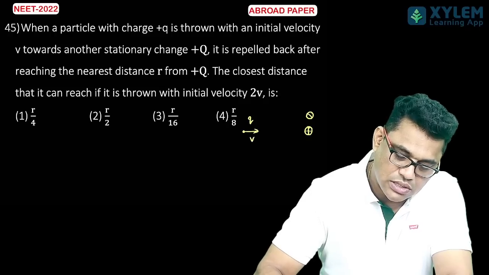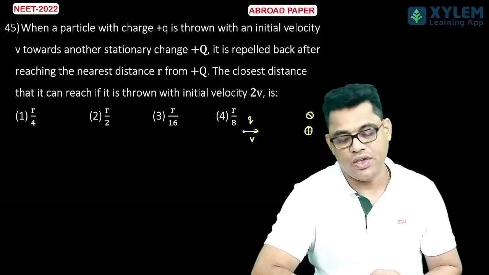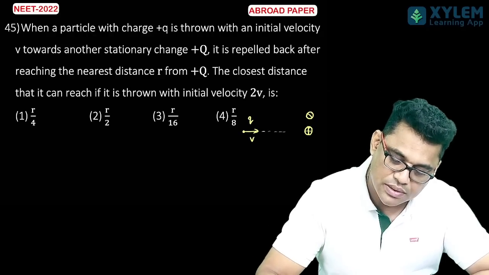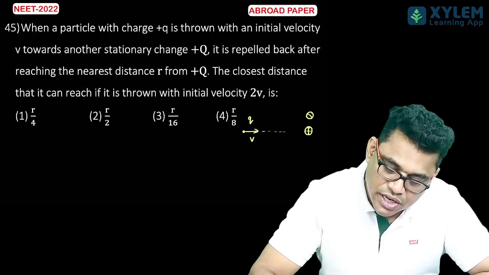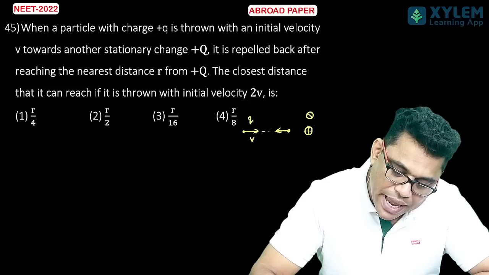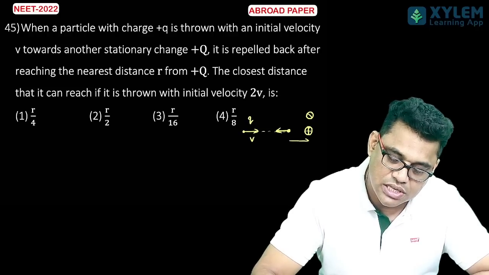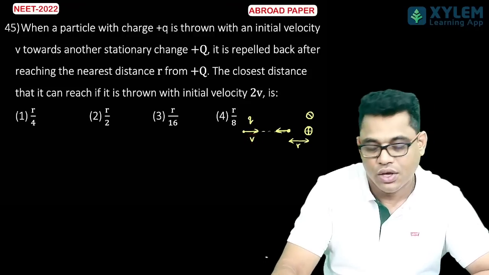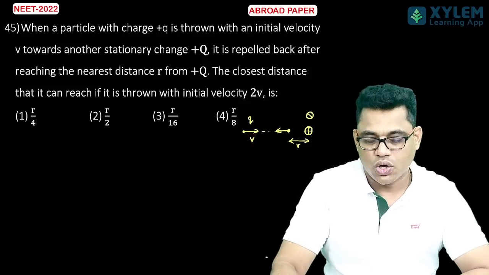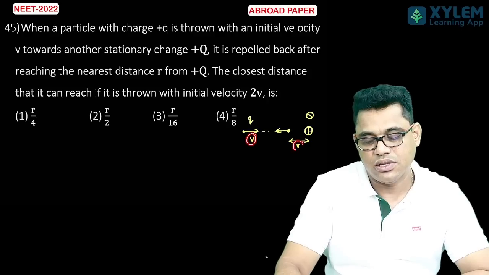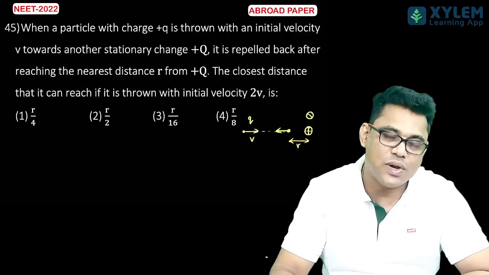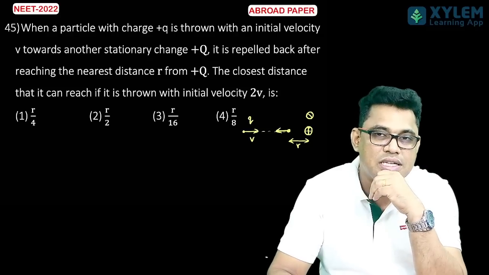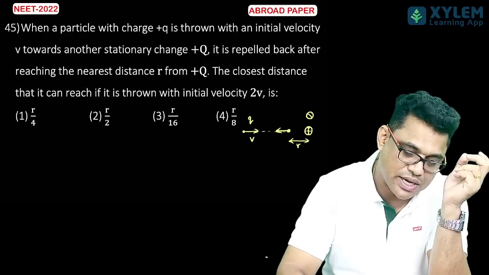And this q is thrown with a velocity v from very far away. What happens as it approaches? This charge is being repelled and it reaches a particular distance and turns around. This distance is given as r. Then what will happen if you double the velocity? To find it out, you must know the relation between this velocity and this r. Let us do it. What is actually happening here? The kinetic energy of the particle is changing into potential energy of the system. Therefore, let us equate them.